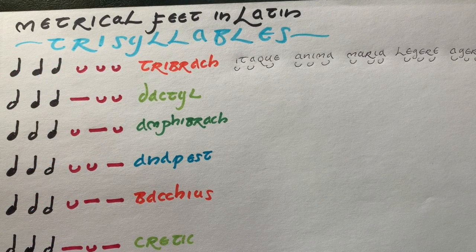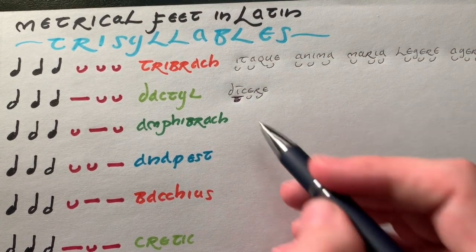Now let's talk about dactyls. The dactyl, which you may have heard in the term dactylic hexameter, is in poetry perhaps the most important kind of metrical foot. It is used in many forms of Latin and Greek poetry. What are some words that make perfect dactyls in Latin? Dicere.